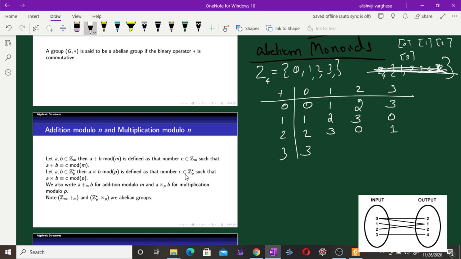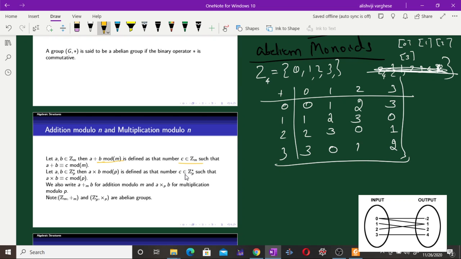3 plus 1 is 4. 3 plus 2 is 5. 3 plus 3 is 6. When we divide by 4, the remainder is 2. So this will be the tabular representation of Z4. So in general, for any value of m, we can have a tabular representation of the binary operation.